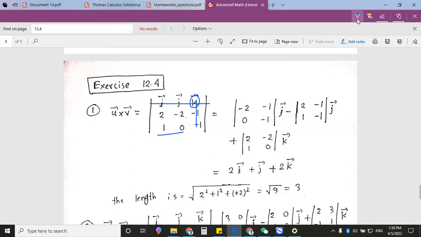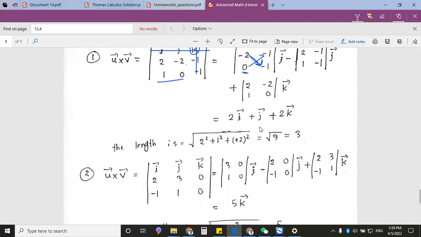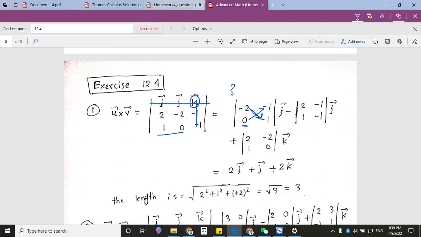Now let's calculate here. We have to multiply this way, from top to bottom, then minus bottom to top. So I get minus 2 times minus 1, that will be 2, then minus 0 times minus 1, that will be 0. So 2 minus 0, that is 2, and i here. Then the same way, 2 times minus 1, that will be minus 2, and then minus 1 times 1, that will be minus 1. So ultimately this is minus 2 plus 1, that means minus 1.